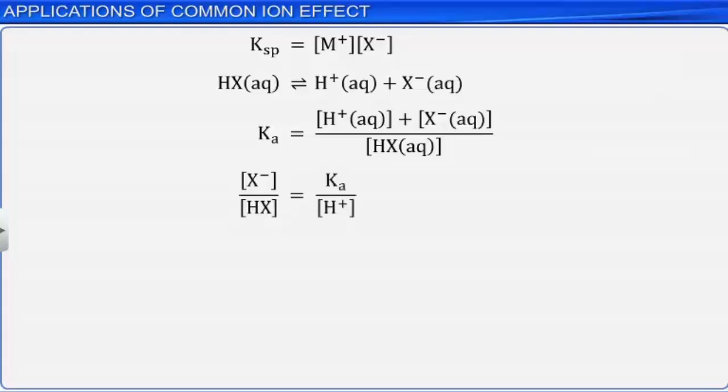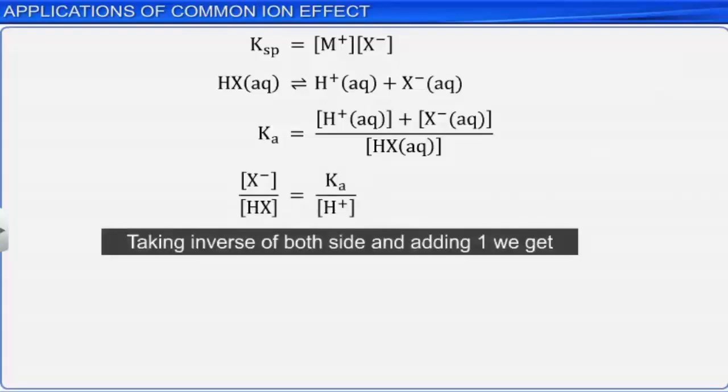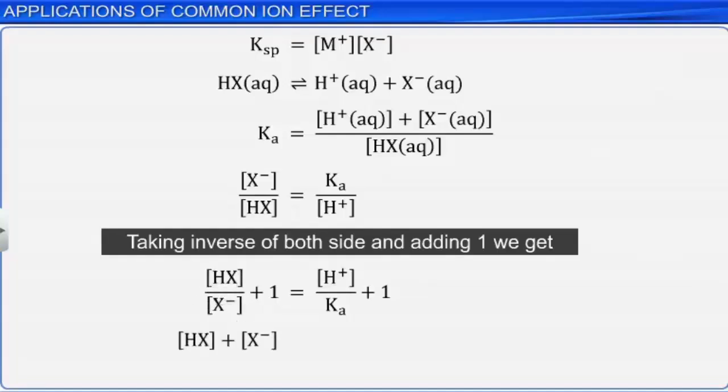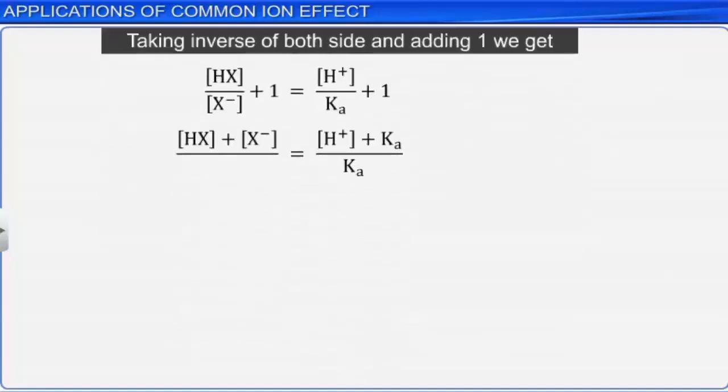Taking inverse of both the sides and adding 1, we get [HX]/[X⁻] + 1 is equal to [H⁺]/Ka + 1. This can be written as ([HX] + [X⁻])/[X⁻] is equal to ([H⁺] + Ka)/Ka. Now, on taking inverse, we get [X⁻]/([X⁻] + [HX]) is equal to Ka divided by (Ka + [H⁺]), which is equal to F.